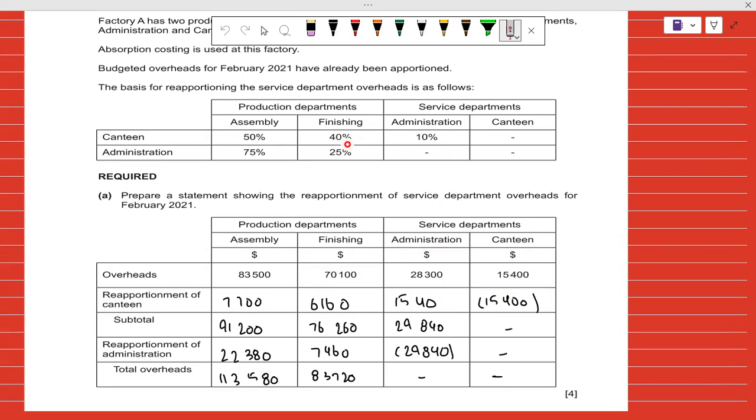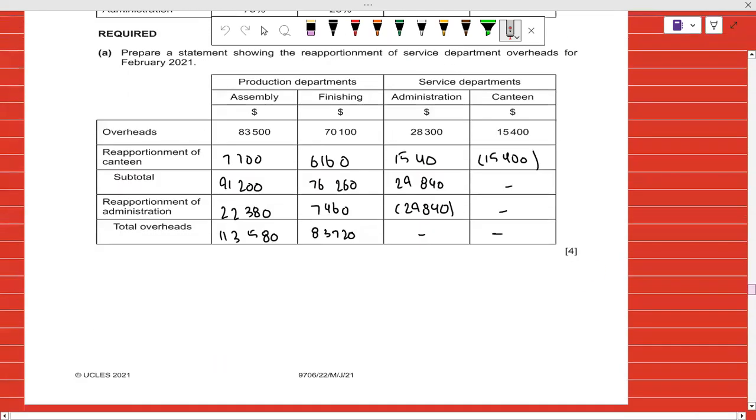After that, if we are going to reapportion these overheads into the finishing department, we have to see the percentage given in the question. This is 40%, so we multiply this amount of overheads by 40% divided by 100, and we will have this amount. And for assembly, it is 50%, so we multiply the overheads by 50 divided by 100. We will have 7,700 as the reapportionment of canteen overheads to the assembly department.